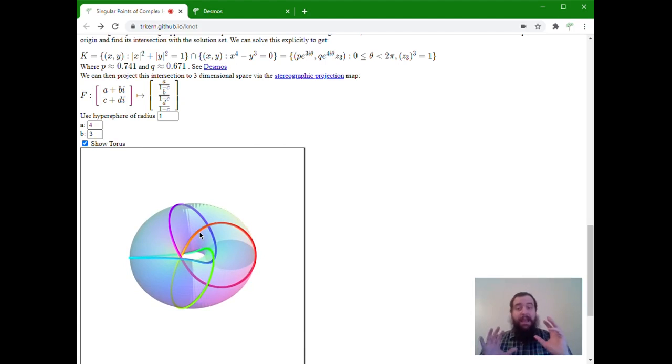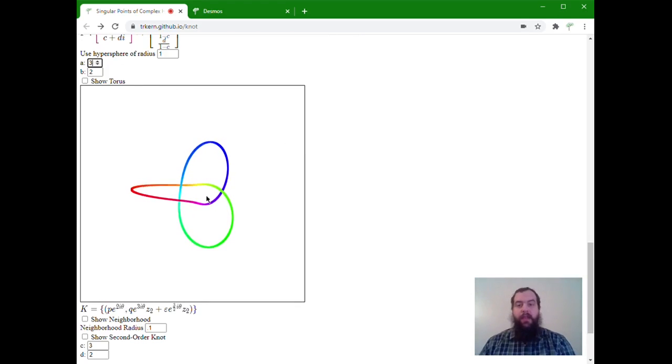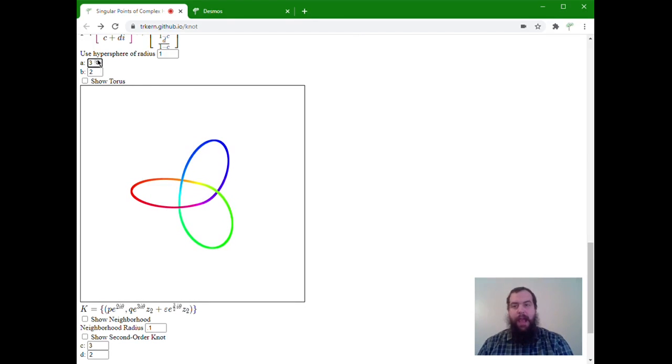But then we can continue that process. So instead of drawing a torus, let's go back to the trefoil knot. A is equal to 3, B is equal to 2. And what we're going to do is draw a tiny little neighborhood around this knot. And we can do this around any knot. A and B can be whatever we want. So we can have all of the knots and links that we've seen before. But let's just do this with the trefoil knot.